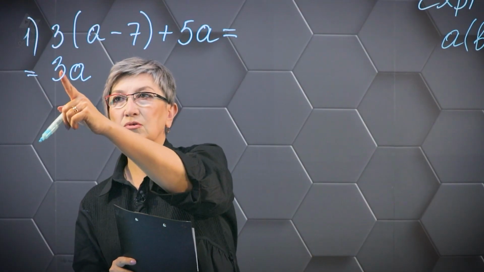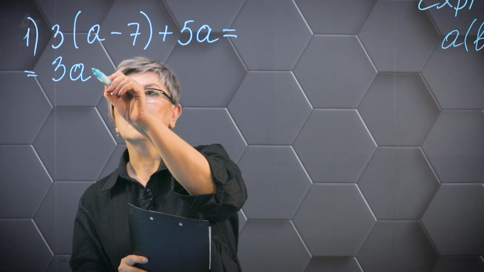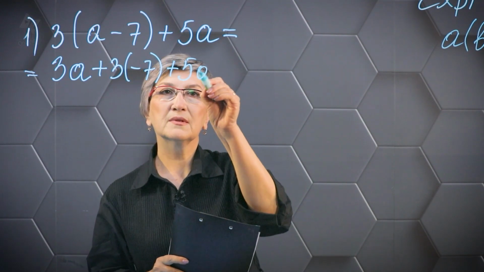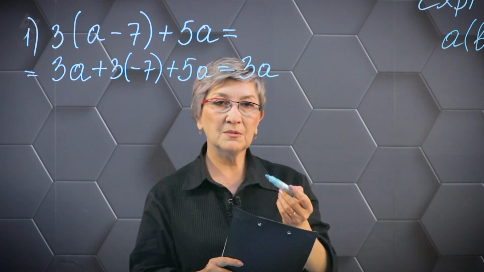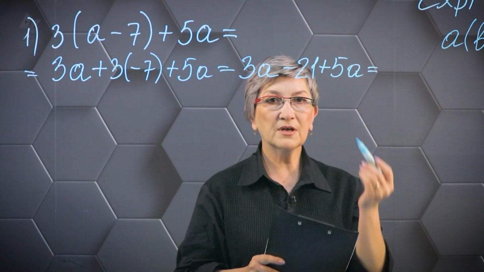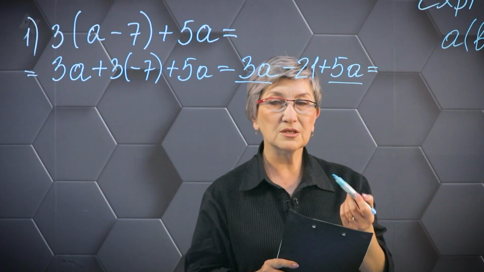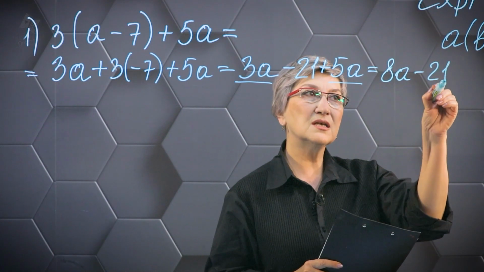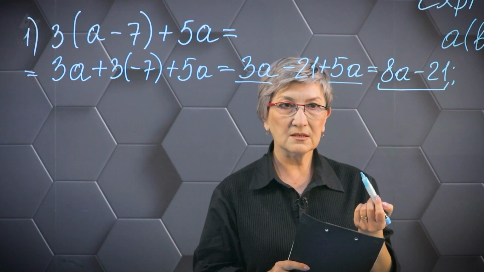Please note that we do not write the multiplication sign between the number and the letter. 3 times minus 7 and plus 5a. The result is 3a. That's how we rewrite it. 3 times minus 7 is minus 21 and plus 5a. In this expression, we see that we have similar summands that we can add up. The sum of 3a and 5a is 8a. And the number minus 21 will be written this way. The answer is 8a minus 21.